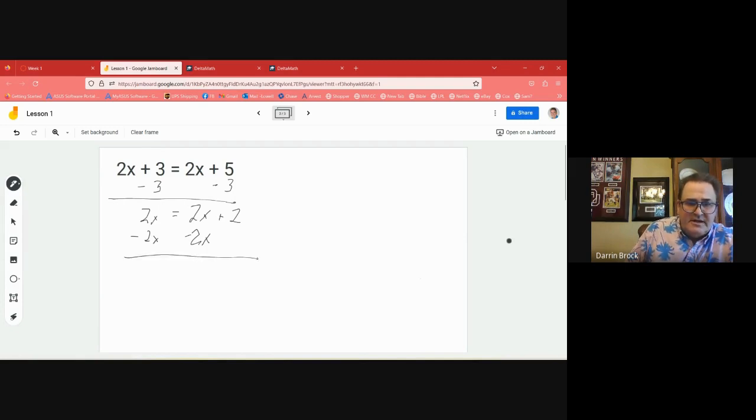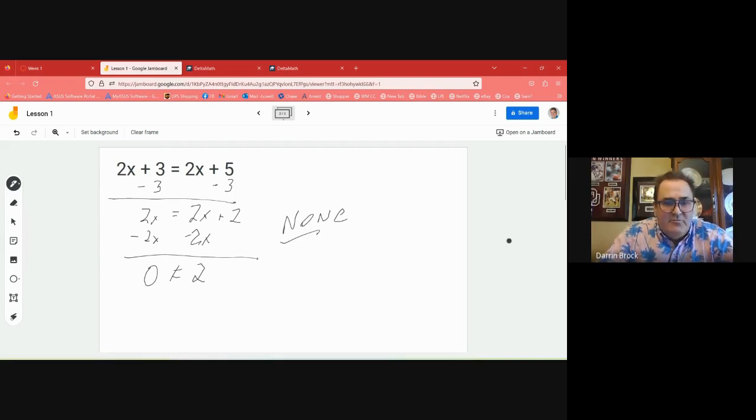So 2x minus 2x is 0. 2x minus 2x is 0 plus 2. 0 equals 2. How often does 0 equal 2? Anybody? Never. Never. 0 does not equal 2. So that means that there is no solution. None. There is no solution that would make this work. There's nothing we can put in for x. Let's try one. Susan, just pick a number for x.